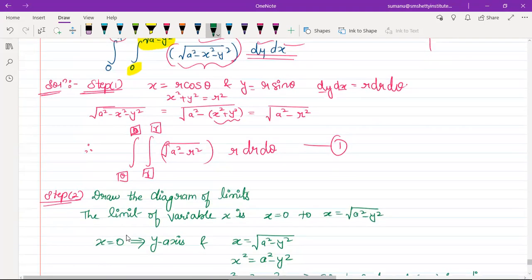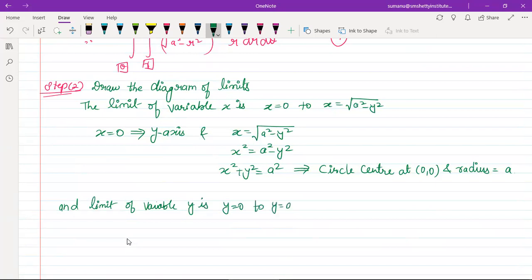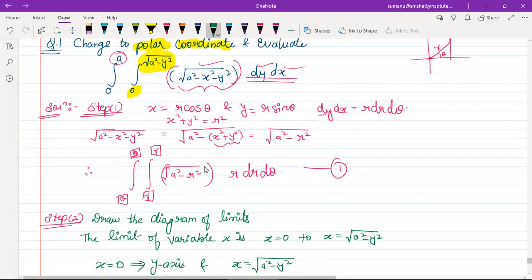That was the limit of x. What is the limit of y? The limit of variable y is from y equals to 0 to y equals to a. What is y equals to 0? It is going to be the x-axis. And y equals to a will be a line parallel to the x-axis. Has everyone understood the limits?